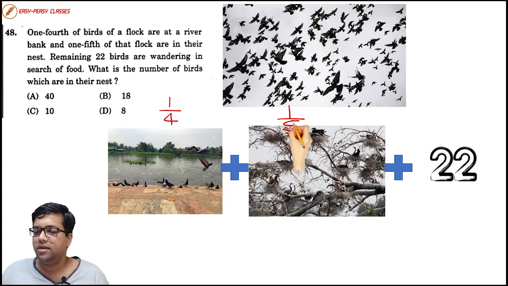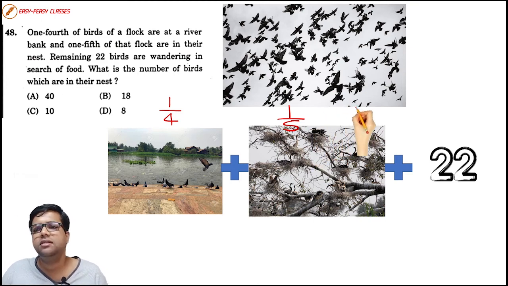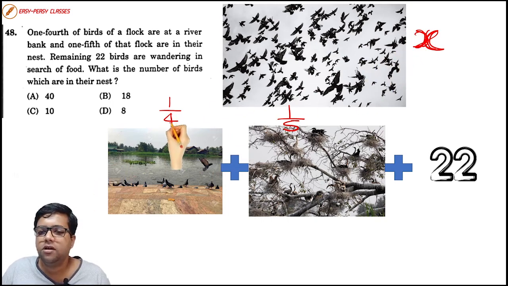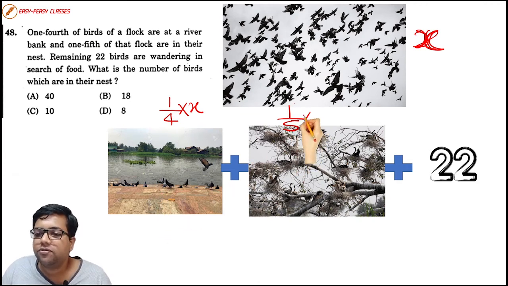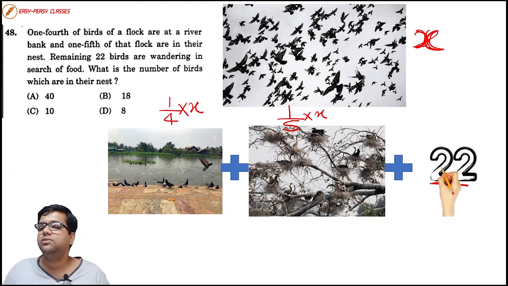Okay, so what they have asked is to find how many birds are there in the nest. But do we know how many birds there are in total? We don't know. So we will say there are X number of birds. Among X birds, 1/4 of X are sitting at the bank, 1/5 of X are in their nest, and 22 birds are wandering in search of food.